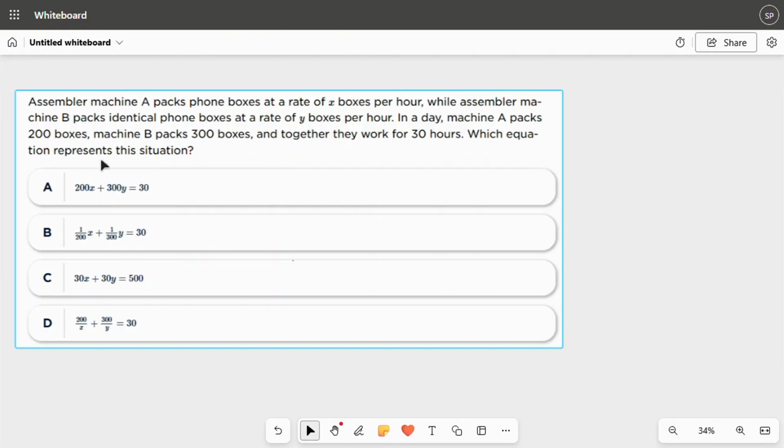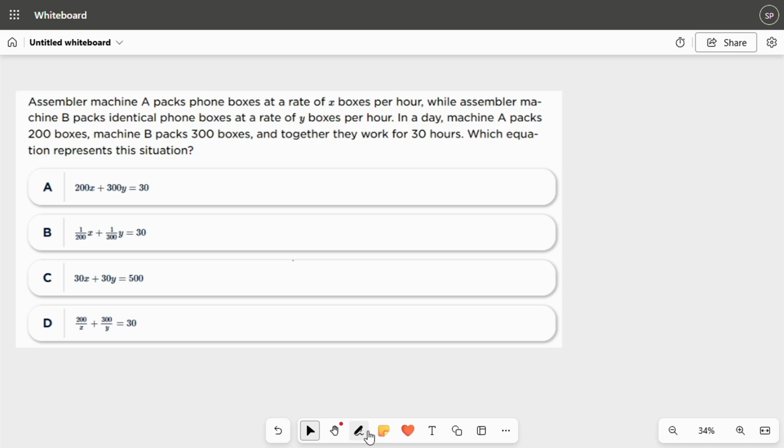Okay, next question. Assembler machine A packs phone boxes at a rate of X boxes per hour, while assembler machine B packs identical phone boxes at a rate of Y boxes per hour. In a day, machine A packs 200 boxes, machine B packs 300 boxes, and altogether they work for 30 hours. Which equation represents the situation? So we have to find the time for each individual machine, and that would altogether equal 30. So we can cross out C for now.